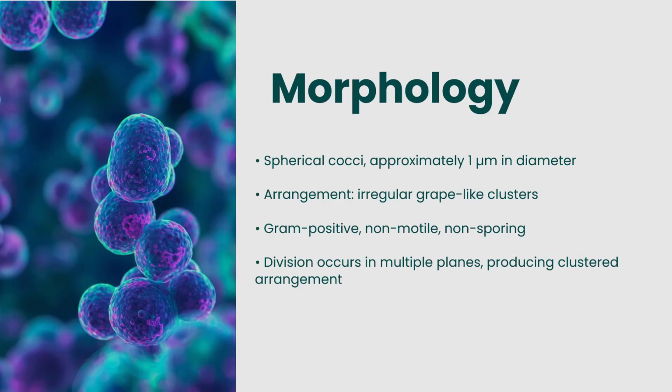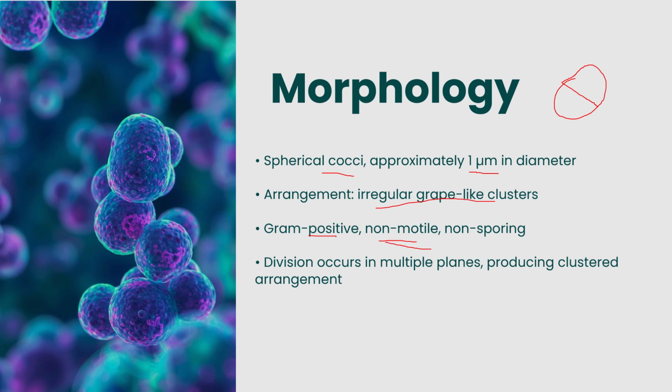So morphology is quite clear by now: these are spherical cocci, gram-positive cocci. What is their size? They are about 1 micron in diameter. When you look at the cocci, this diameter is about 1 micron. Arrangement, we already know, is grape-like clusters. They are gram-positive, meaning purple colored. They are non-motile. Some bacteria move, some bacteria do not move. Those that do not move are called non-motile. Same is the case with Staphylococcus. It falls under the category of non-motile organisms.